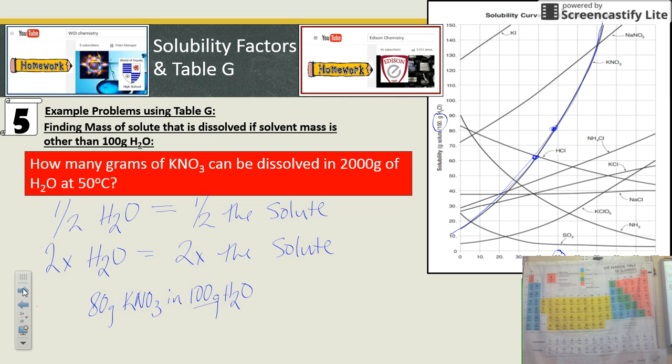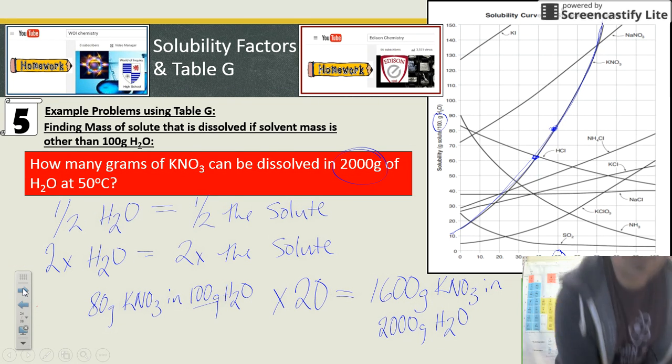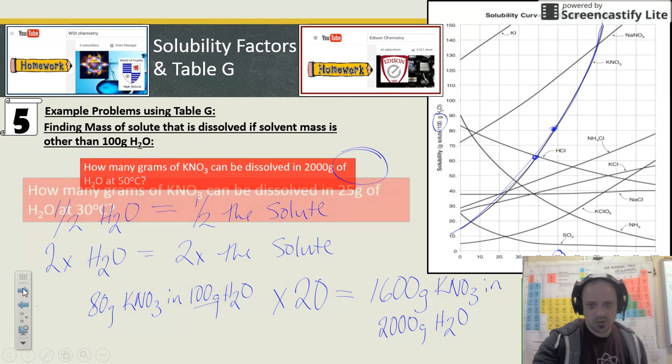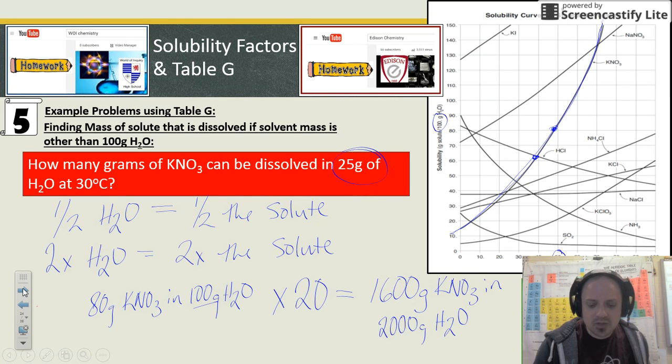But we don't have 100 grams of water in our problem. We've got 2,000 grams. Well, this is times 20. So this is not 10 times, but 20 times more. So we're going to multiply by 20 to get our answer. 80 times 20 is 1,600 grams of KNO3 in 2,000 grams of water. So if you double, triple, quadruple, or times 20 your water amount, you have to do the same to your solute amount. Last one, I think, and then we're almost out of time.